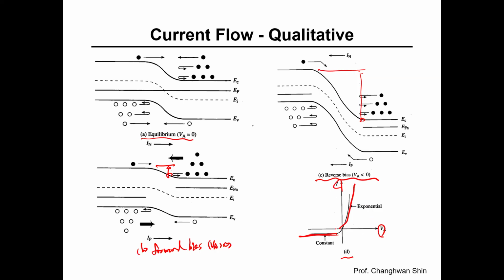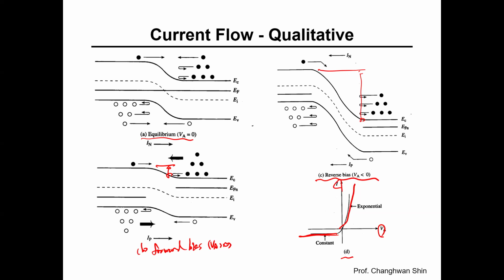So in equilibrium, thermal generation creates a small current in each direction, but they exactly balance out, resulting in zero net current. Under forward bias, electrons from the N side and holes from the P side can more easily overcome the reduced barrier, creating substantial current flow. Under reverse bias, the heightened barrier makes it extremely difficult for majority carriers to cross over the junction. Only a small reverse saturation current flows, mainly due to minority carriers.